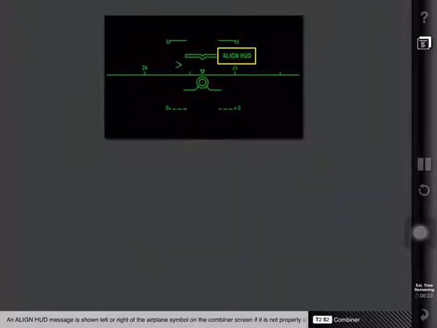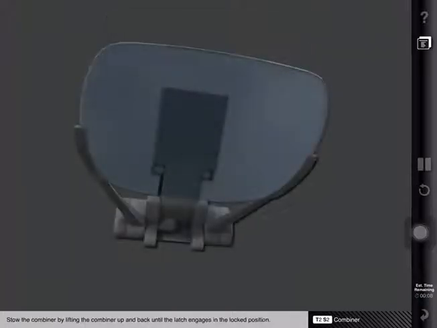An Align HUD message is shown left or right of the airplane symbol on the combiner screen if it is not properly aligned with the projector. Ensuring the combiner is positioned at the stop removes the message. Stow the combiner by lifting the combiner up and back until the latch engages in the locked position.